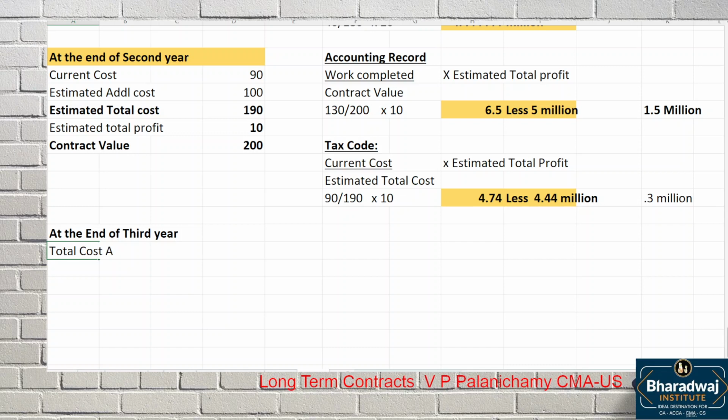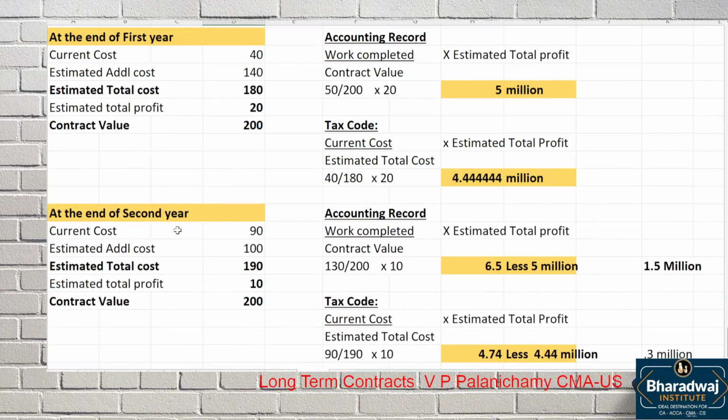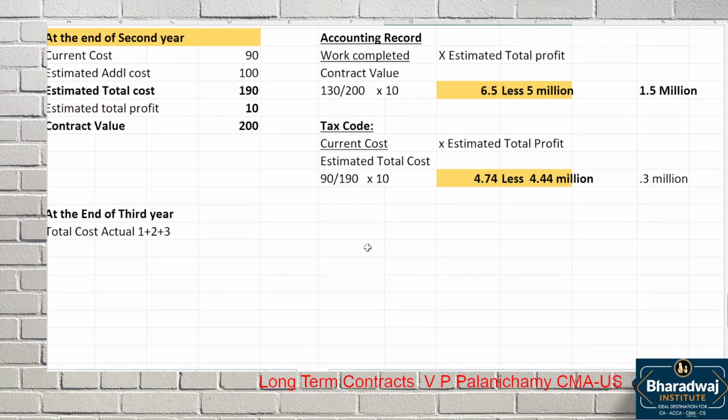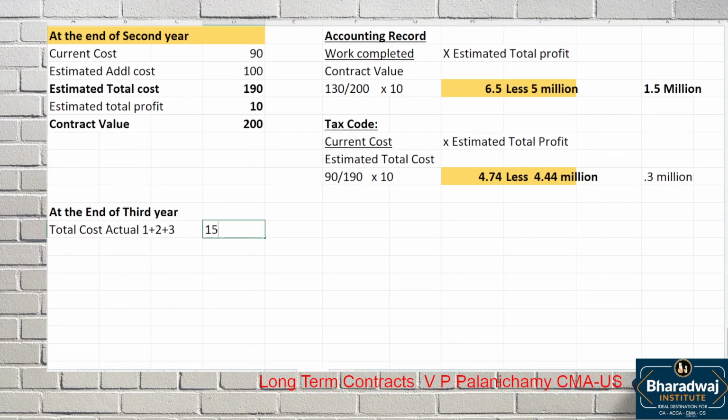Total cost, we know the actual. First year plus second year plus third year. What is the total cost? 40 plus 50 plus 60, over 150 million. Okay, there is no additional cost. Work is over. So contract value 200, so total actual profit 50 million.